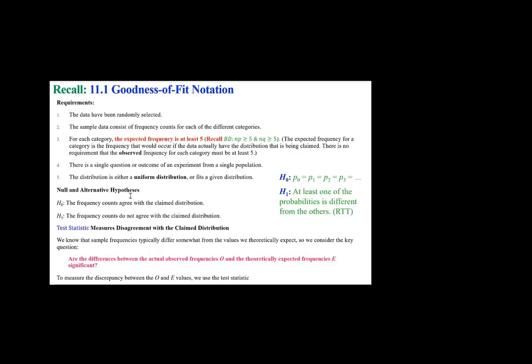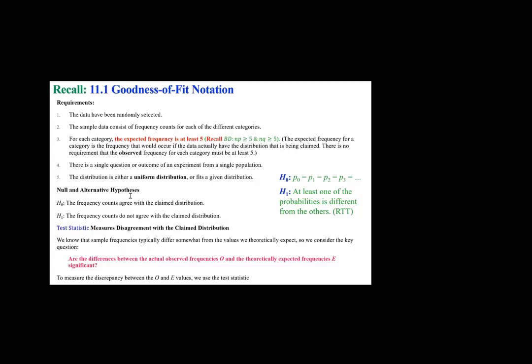The expected frequency for a category is the frequency that it would occur if the data actually have the distribution that is being claimed. There is no requirement that the observed frequency for each category must be at least 5. 4, there is a single question or outcome of an experiment from a single population. 5, the distribution is either a uniform distribution or it fits a given distribution.